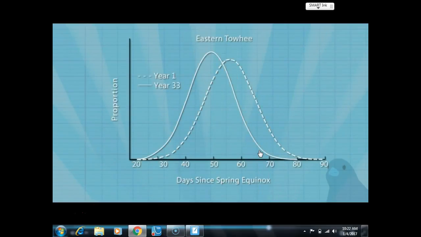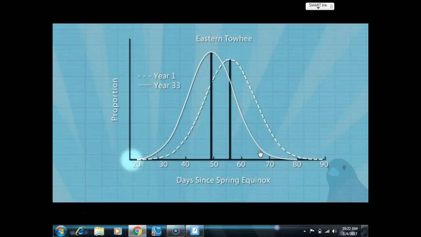Now we can compare the proportion of birds that arrive by a specific day for year 1 and year 33. It's obvious the mean for year 1 is later, with the whole curve moved along the horizontal axis to the right. The curve for year 33 is a bit taller and pointier because the data that year is less spread out, with a smaller standard deviation. And you can see that those first arrivals are happening at just about the same time.